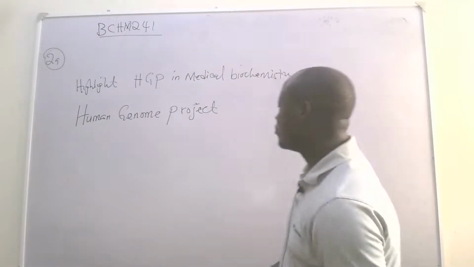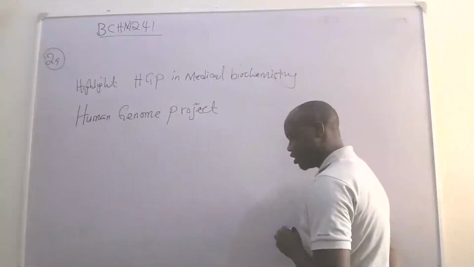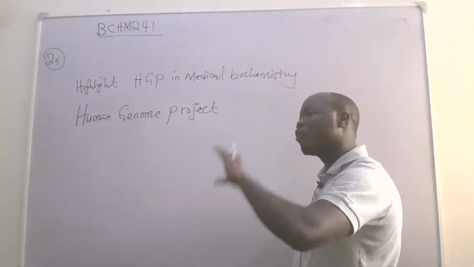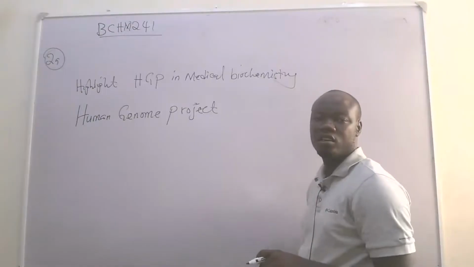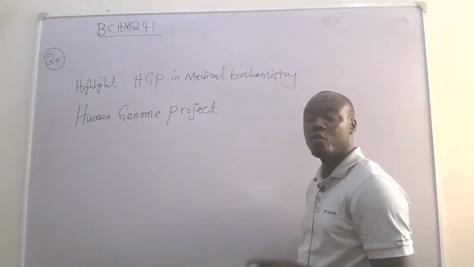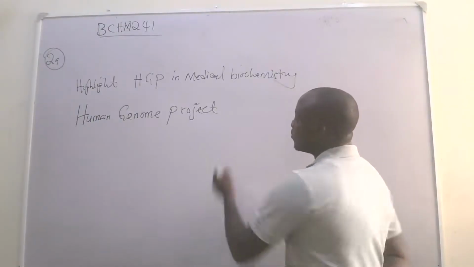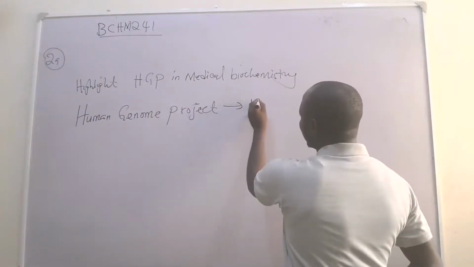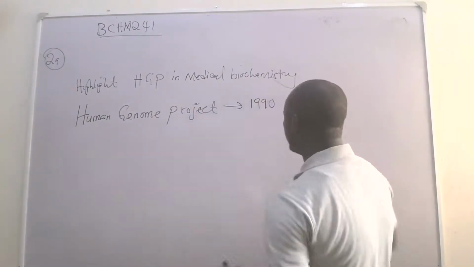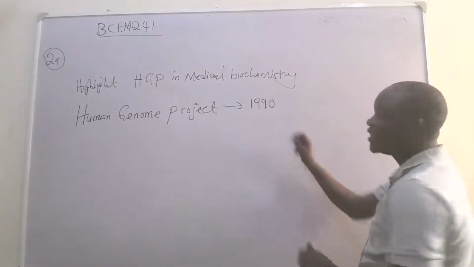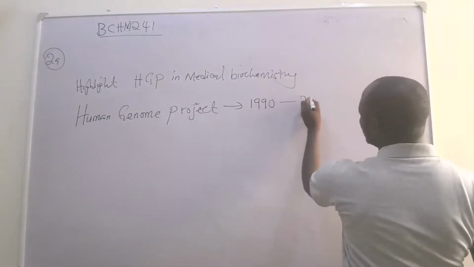So what is Human Genome Project? A Human Genome Project is when the complete DNA of human living organisms was sequenced. The project started in 1990 and ended in 2003.